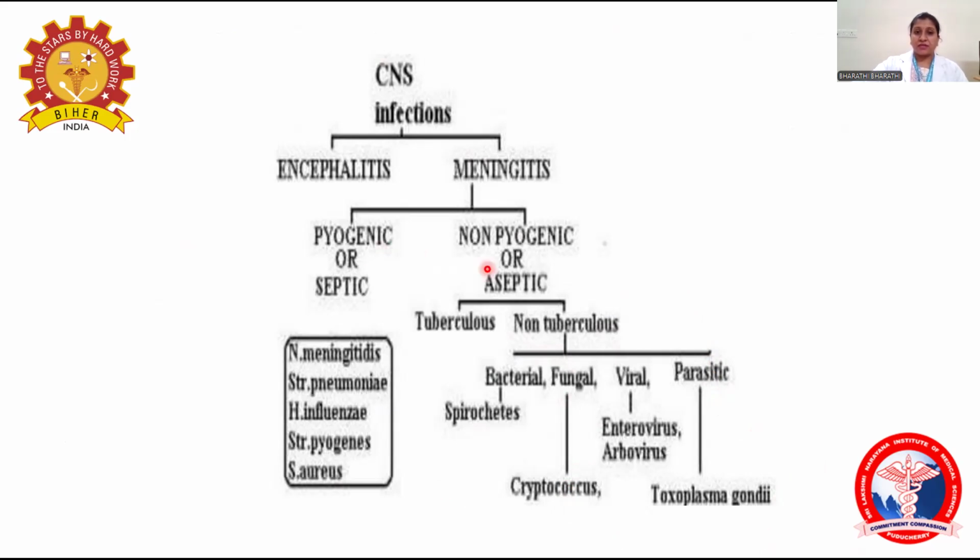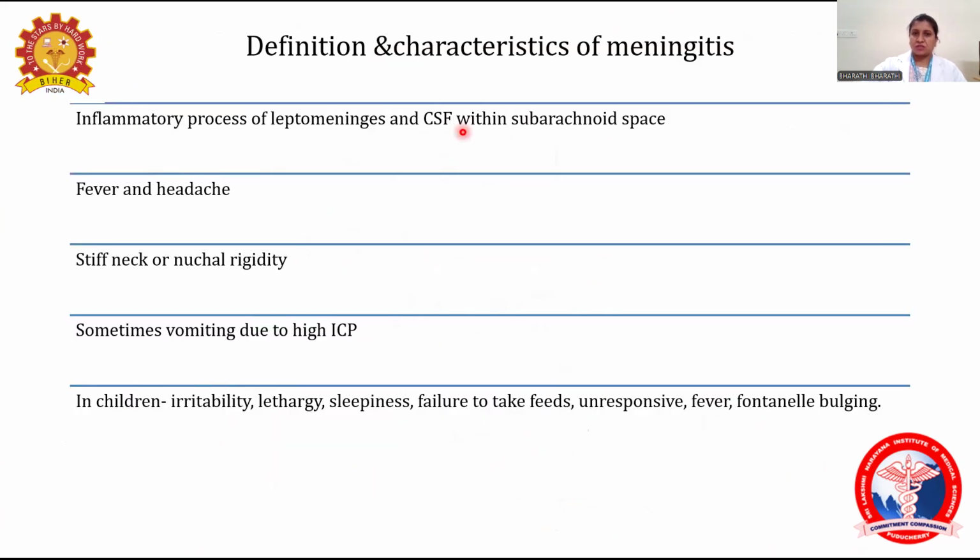And in pyogenic, these are the organisms that cause pyogenic or septic meningitis, like Neisseria meningitidis, Streptococcus pneumoniae, H. influenzae, Streptococcus pyogenes, Staph aureus. So these are some common examples of infections in the CNS. So, what is meningitis and how will the patient present to you with meningitis?